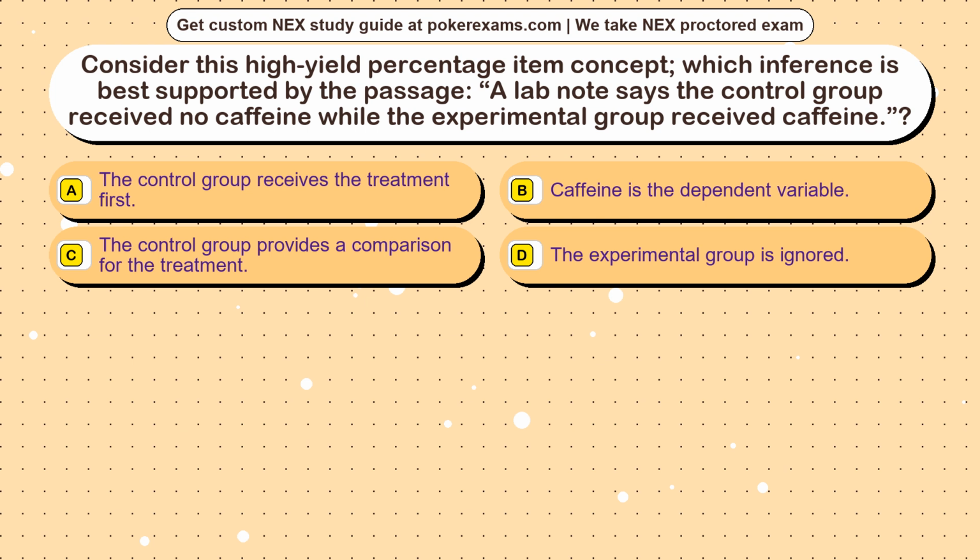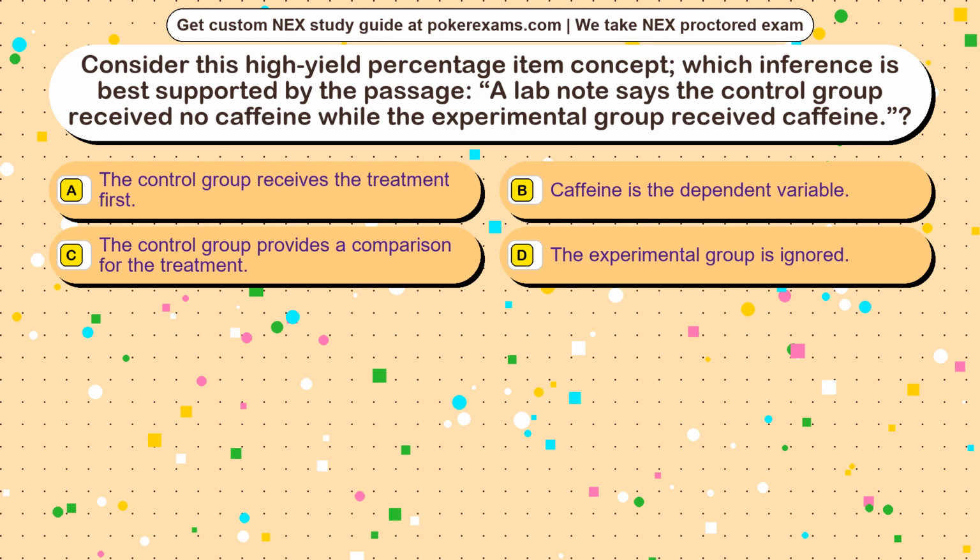Question 18. Consider this high-yield percentage item concept, which inference is best supported by the passage? A lab note says the control group received no caffeine while the experimental group received caffeine. Option A. The control group receives the treatment first. Option B. Caffeine is the dependent variable. Option C. The control group provides a comparison for the treatment. Option D. The experimental group is ignored.